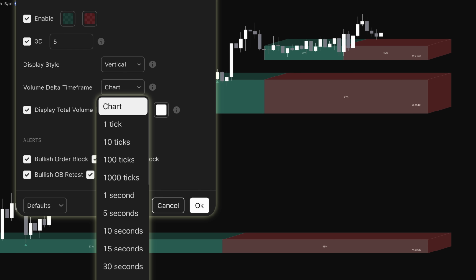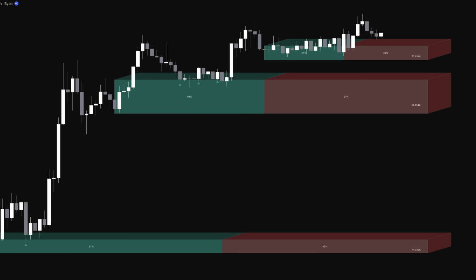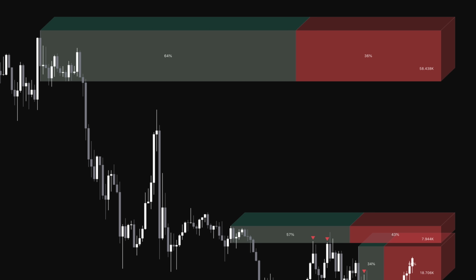Volume delta measurement operates on either chart timeframe or lower timeframe data through security calls. For each identified order block, the system aggregates total volume, bull volume from close greater than open candles, and bear volume from close less than open candles that occurred at the point of control level during the formation range. These values convert to percentages displaying the bull-bear split within each zone.